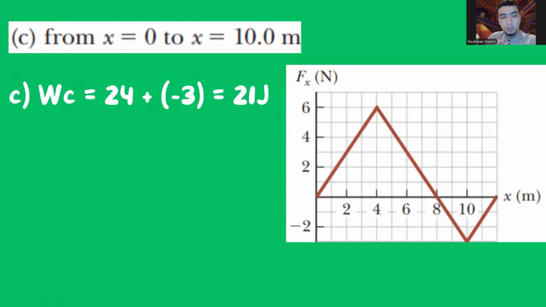The C asks from 0 until 10, which we already initially calculated. Because work done by a force can be negative, because it just indicates the direction, even for the work done from 0 until 10, we still need to use the negative value that we got. In this case, 24 plus -3, the negative value, and it's equal to 21.